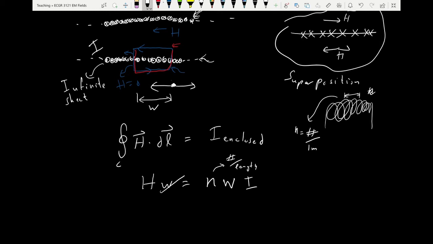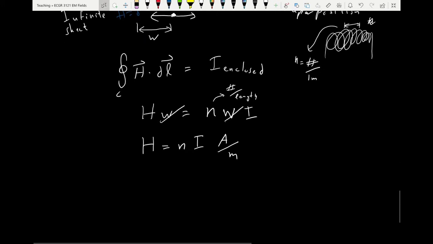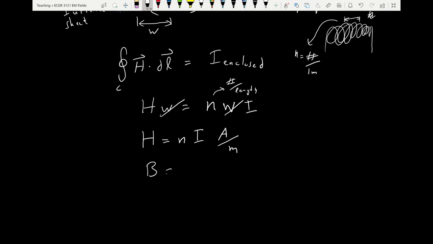W goes with W, and we end up with this very simple equation for the magnetic field intensity inside the solenoid. We end up with H equals N I ampere per meter. And if I wanted to find the flux density, I just multiply by mu naught: B equals mu naught N I. Mu naught for air is by definition, we selected it to be that way.